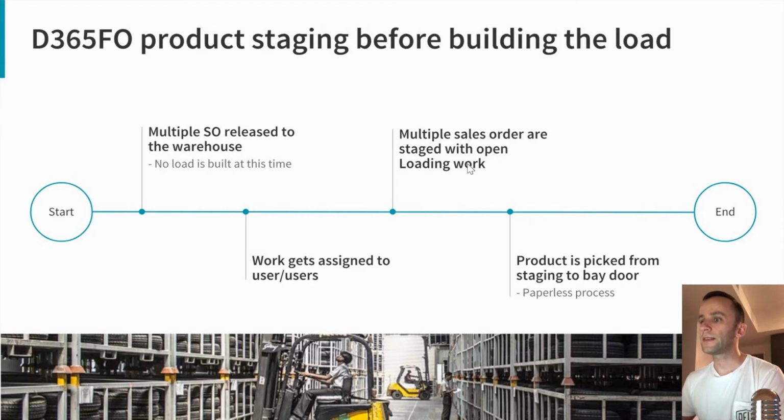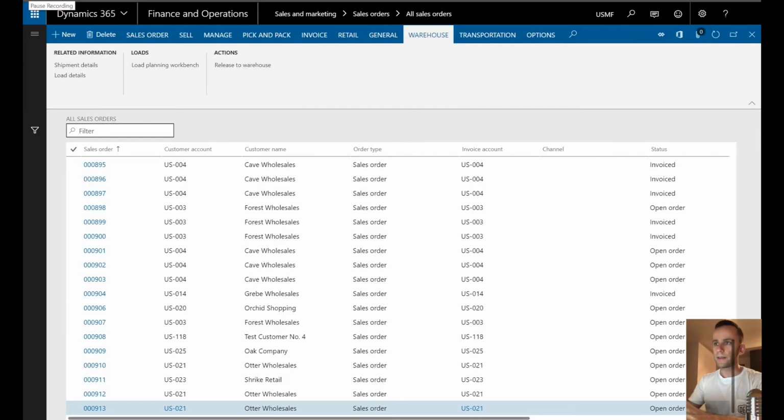And the final step is we pick the product from staging to the bay door with a paperless process. So there will be no paper in this process. We're gonna use the newly built load ID to group your staged pallets. And let's jump in the system and I'll walk you through the process. So let's finally walk the talk. I'm gonna walk you through the scenario that we just went over on those slides.